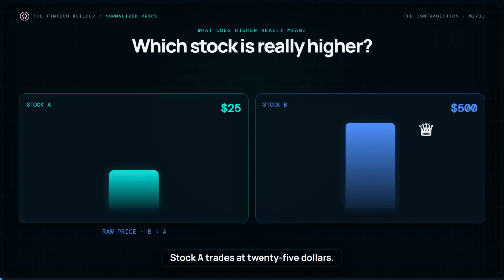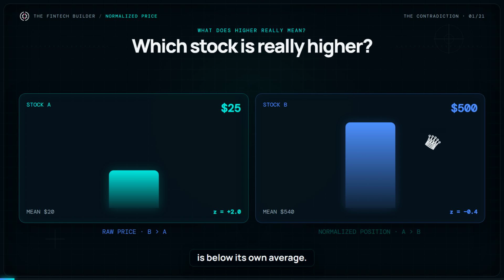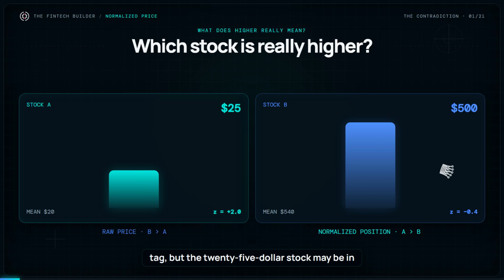Stock A trades at $25. Stock B trades at $500. Which one is higher? Easy. Until stock A is two standard deviations above its recent mean, while stock B is below its own average. The $500 stock has the bigger price tag, but the $25 stock may be in the more extreme position.